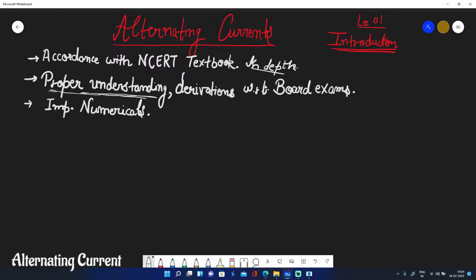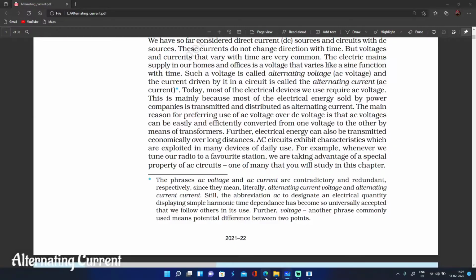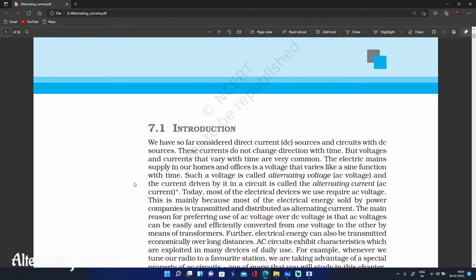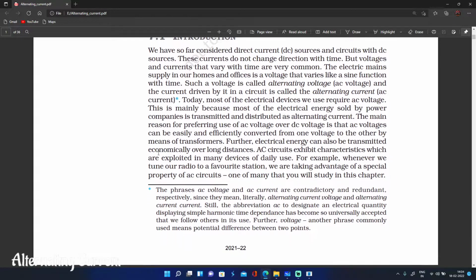Okay, so today's lecture will be about introduction. We will be getting introduced to what actually is alternating current. Although you might have worked with DC, that is direct current, you might have already learned about DC currents, DC voltages and currents. So we will be going with the NCERT textbook. So this is your textbook, and the introduction part we are going to discuss today.